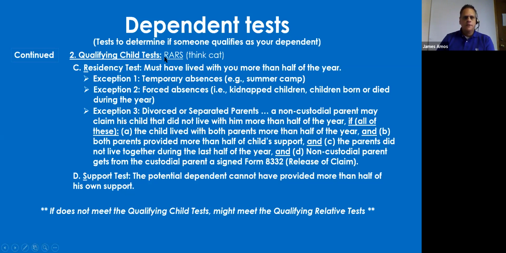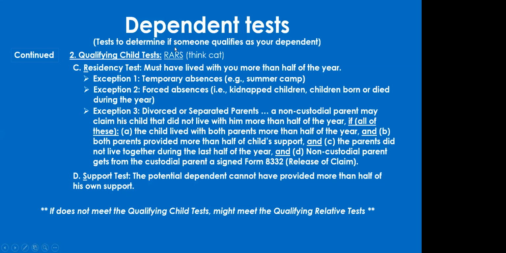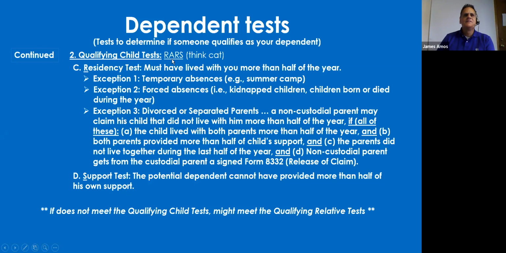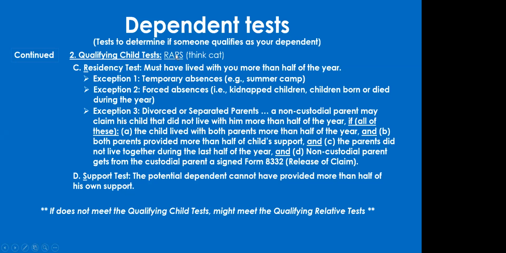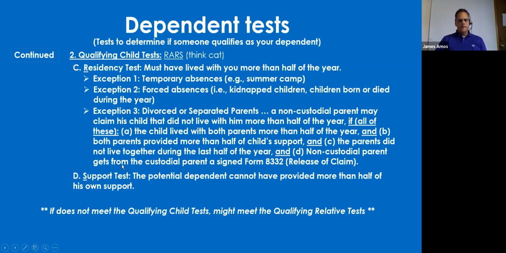So, RARs. First R is what? What's the first R in RARs? Relationship. That's right. A is? Age test. Okay. The next R is what? Residency test. Perfect. And then the S stands for support test. This is pretty simple. The potential dependent could not have provided more than half of his own support.